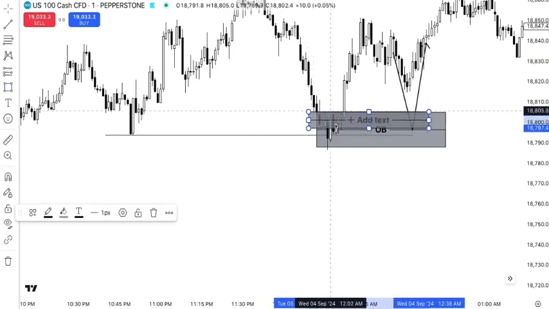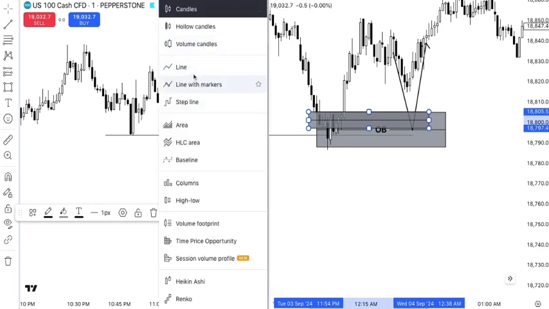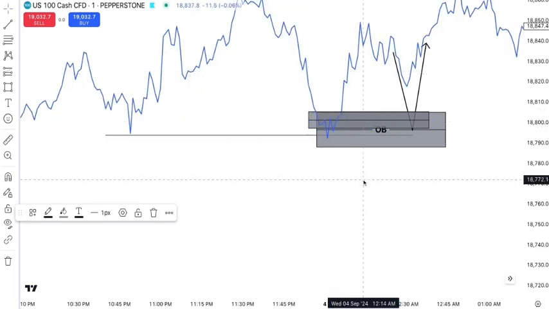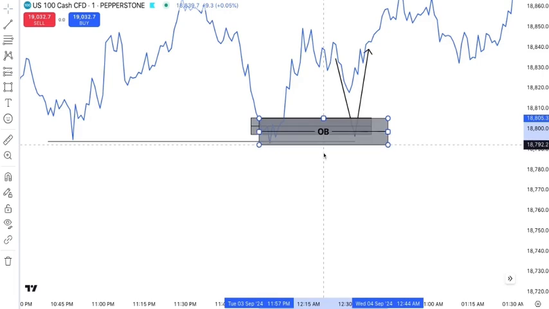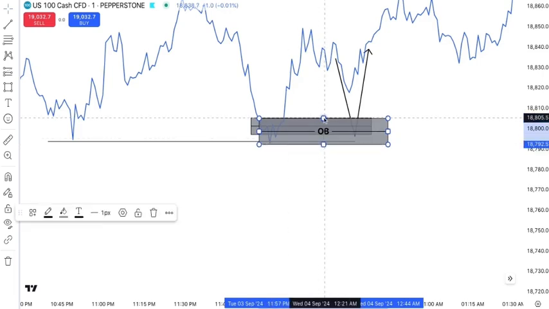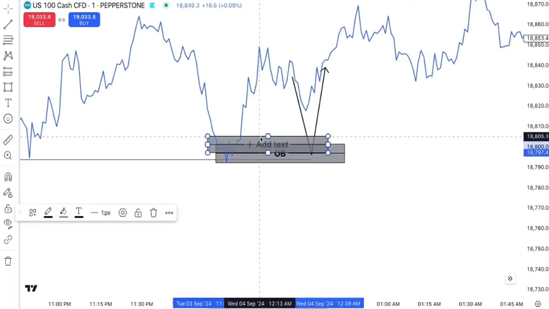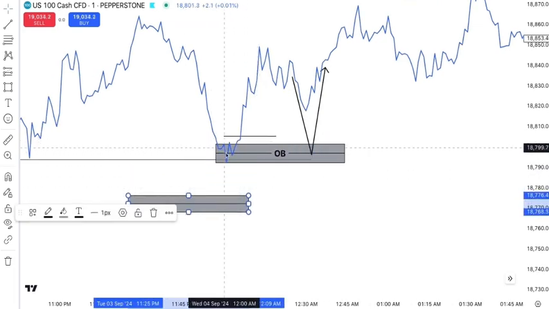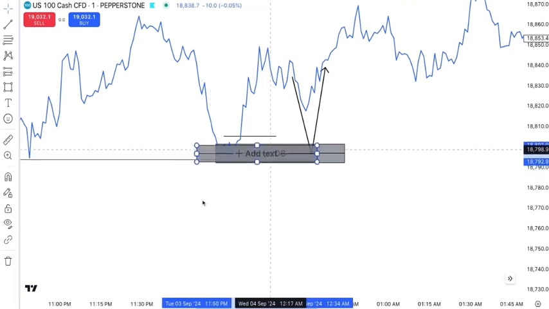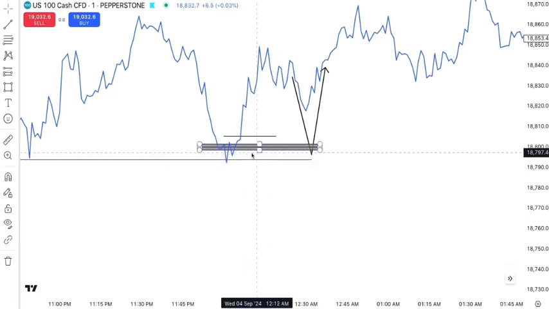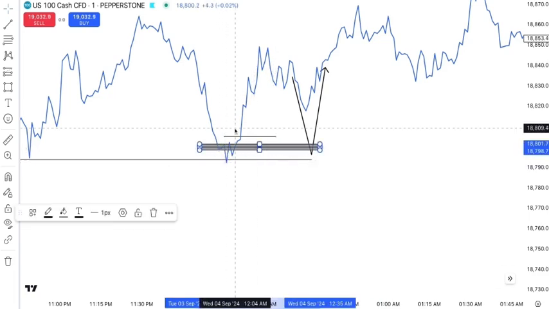We also have this breaker block right here as well. The breaker block is the up move, and we can show this on the line graph. So right here we have the down move, which is the order block, and then right here we have the small up move. The small up move before the order block would be the breaker block.